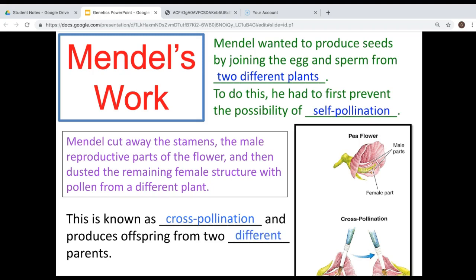which produced, obviously, offspring from two different parents. So this is kind of what we think of as sexual reproduction, although technically self-pollination is sexual reproduction, but it's the same parent producing offspring. So now Mendel was able to crossbreed these plants so he could study characteristics. If he crossbred a red seed plant with a yellow seed plant, then he could see the difference in what the offspring produced, and he could make judgments based on that, okay?